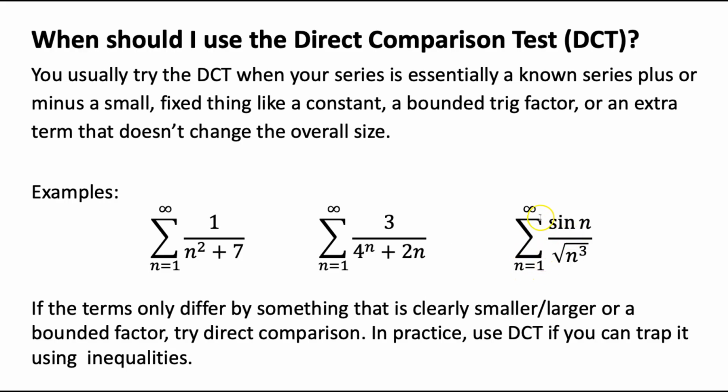And then finally, the sum of n equals 1 to infinity of sine n over the square root of n cubed. What we're thinking about here is 1 over the square root of n cubed, or 1 over n to the 3/2, which is a p-series. Even though sine n is involved, that's a bounded trig factor. We know that the sine function is bounded above by 1, so we can think to try the direct comparison test. If the terms only differ by something that is clearly smaller or larger, depending on the comparison you're trying to shoot for, or a bounded factor, we can try direct comparison.